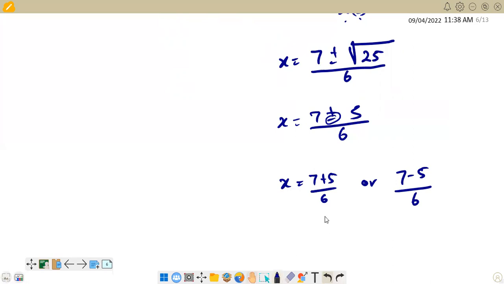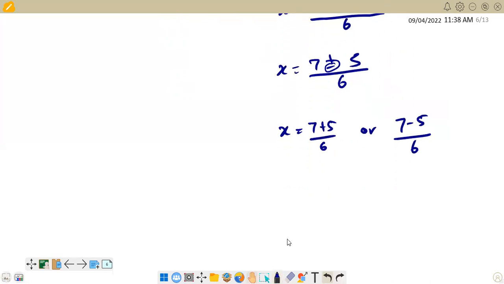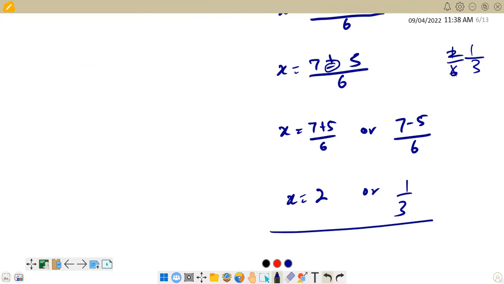Okay, so let's simplify further. 7 plus 5, that is 12, if I'm not mistaken. So we're going to have 12 over 6, which is 2. Or x is going to be 7 minus 5, that's 2, so it's going to be 2 over 6. And if we reduce this, it's going to give us 1 over 3. So these are the values of x that we are going to have at the end.